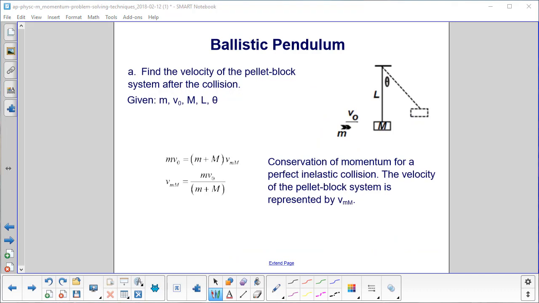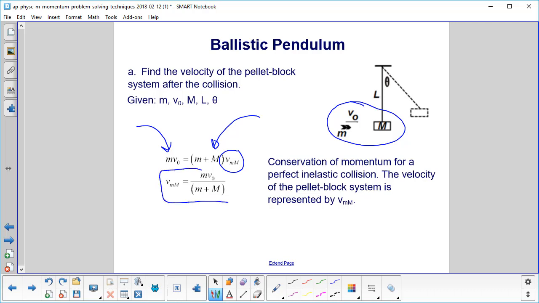Find the velocity of the pellet block system after the collision. Well, that's happening down here. That is a perfectly inelastic collision as the two masses stick to each other afterwards. And we have our initial momentum, which is little m times v0, equals the final momentum, the sum of the two masses times v_(m+M), the velocity of the pellet block system. And so you can go ahead and solve, and you get this answer here for v_(m+M).